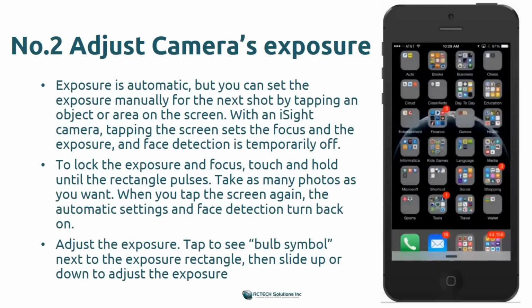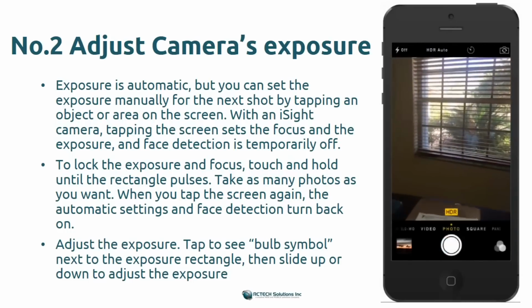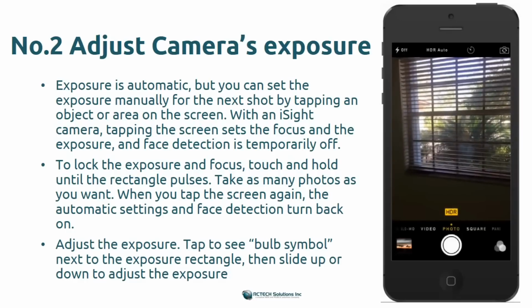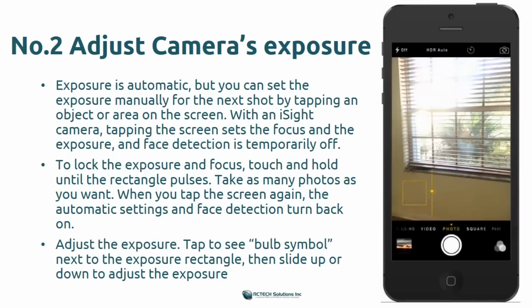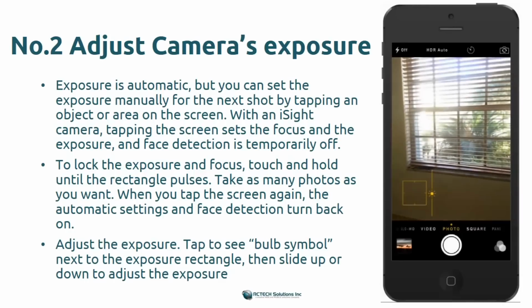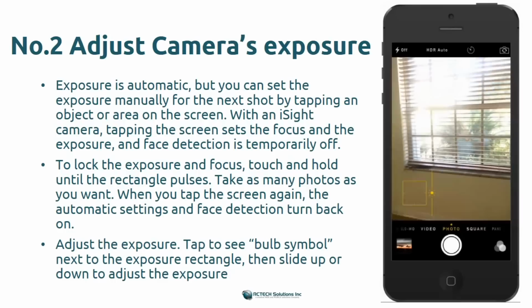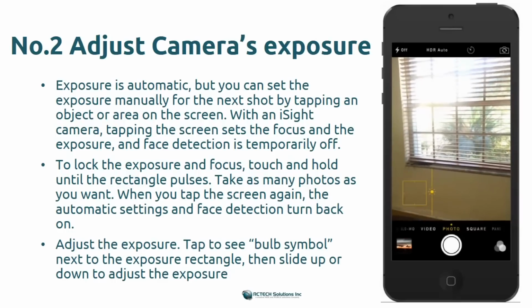Open up your camera and click on a specific location. It comes up, and you see a small light symbol. Move your finger a little above to increase the exposure, slide it down to reduce it. So this way you can adjust the camera exposure manually.